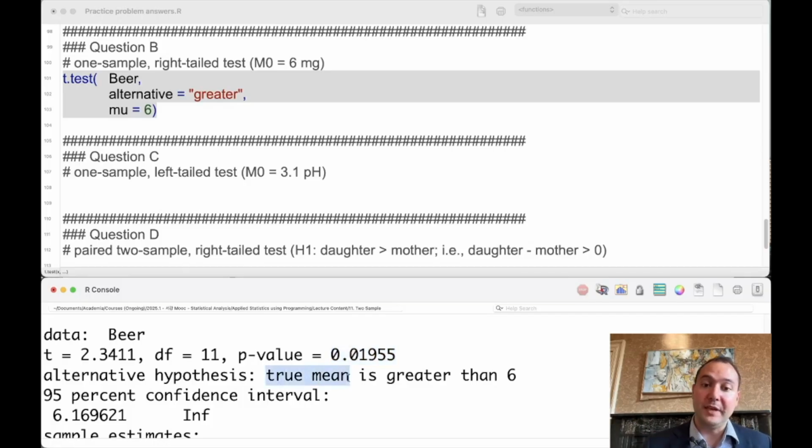It means the true mean is greater than 6. All right, so what does that mean? That means our beer is going bad. What should we recommend to this brewery or this pub or this bar?